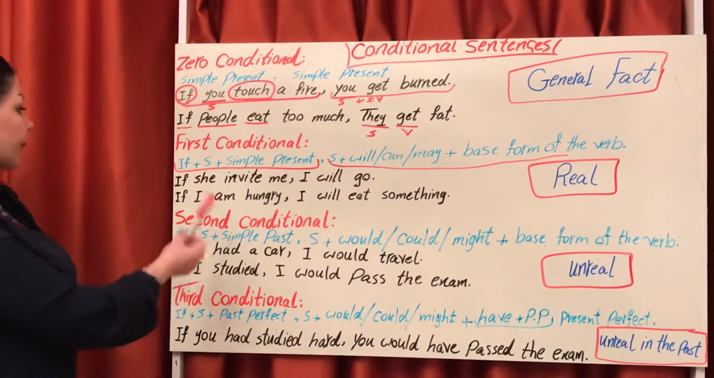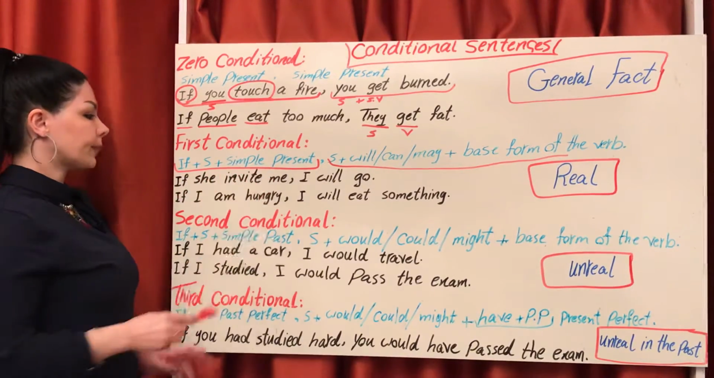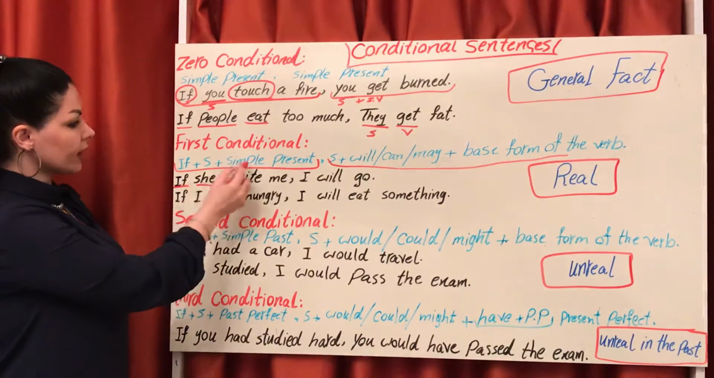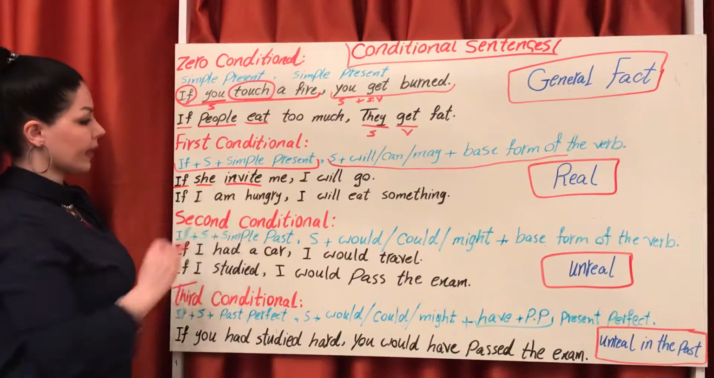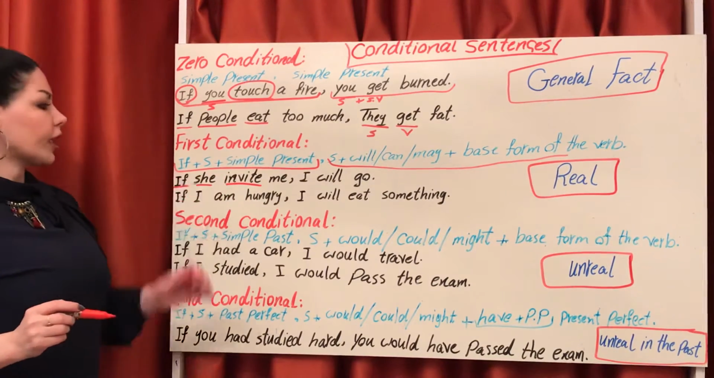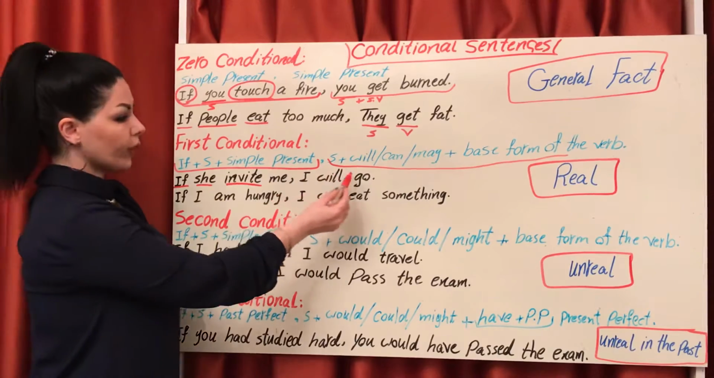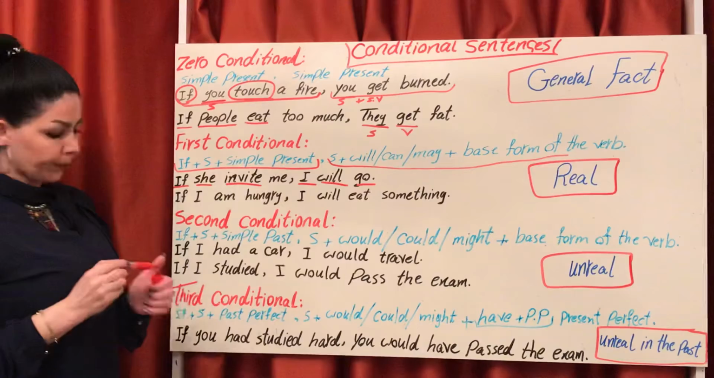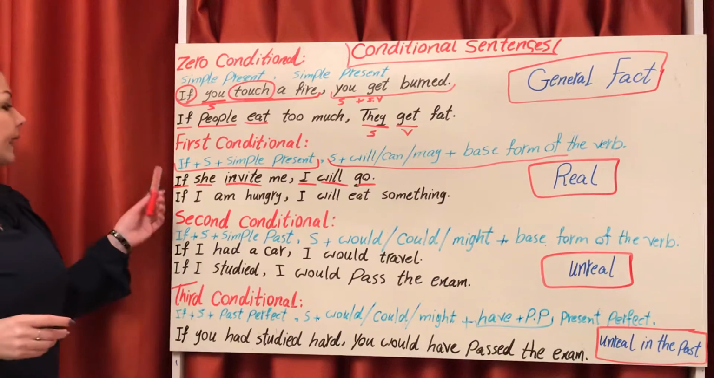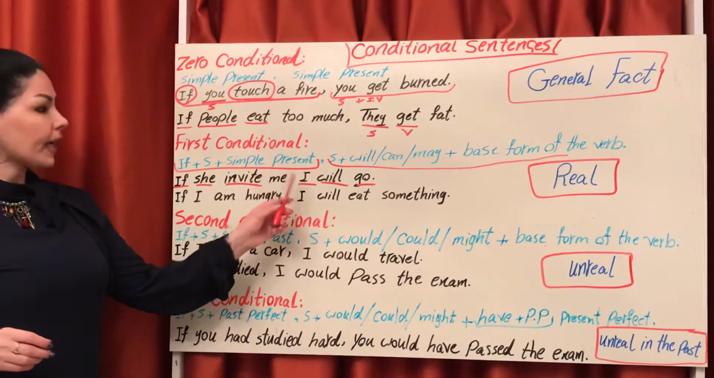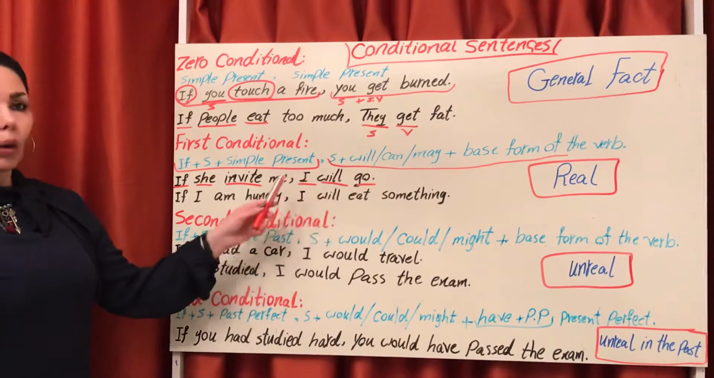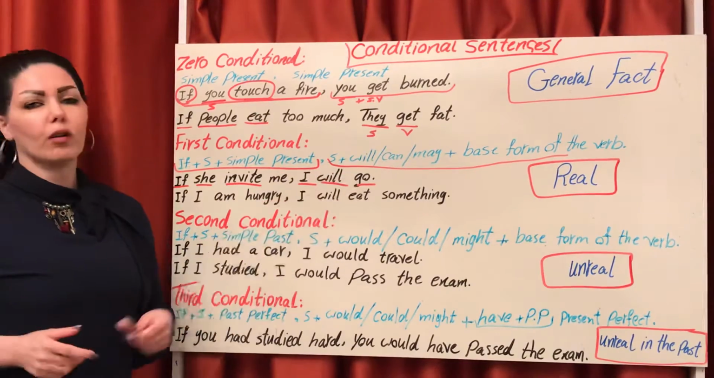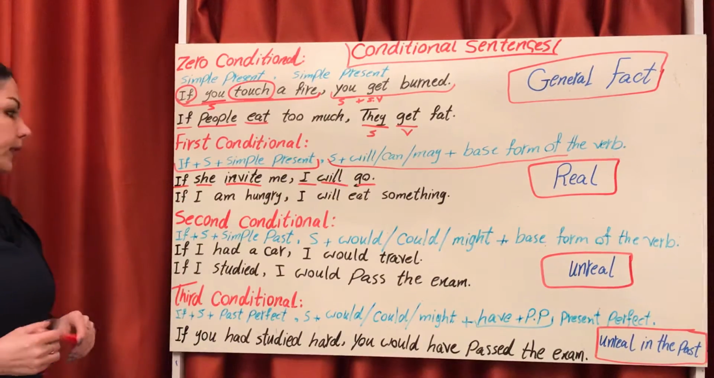For example, if she invites me, I will go. If, subject she, simple present tense invites. If she invites me, I will go. Subject, will, base form of the verb. I can say that if she invites me, I will go, or I can go, or I may go. All of them are correct.